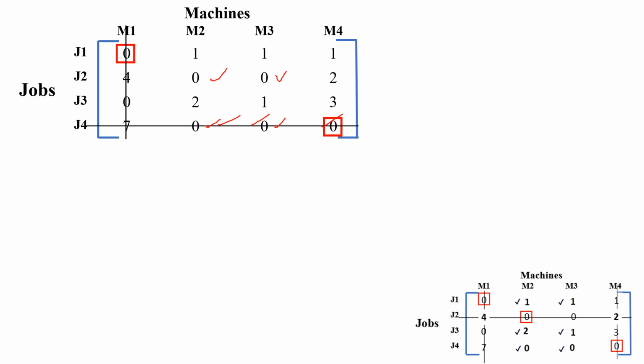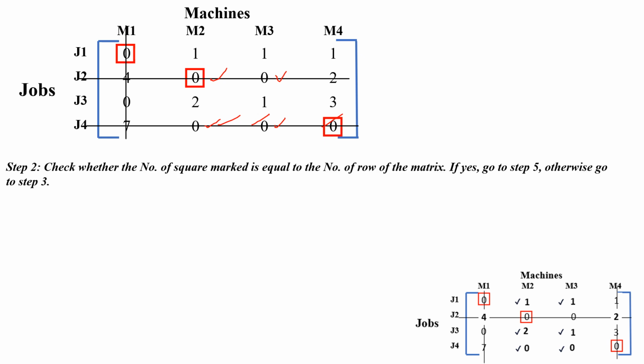Then again repeat the row and column scanning. In the row scanning, the second row has more than one 0, so I skip the row scanning and go for the column scanning. In the second column, there is exactly one 0, so we mark a square around the 0 and draw a horizontal line. Now all the zeros are covered with lines. Then I go for the next step.